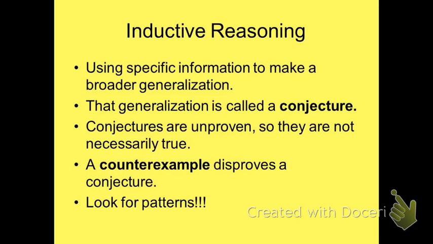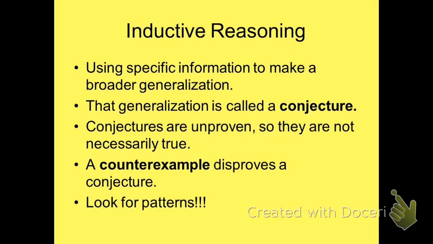So, for example, if every time it rains they have to reschedule the Yankee game, that would be an example of a conjecture. And the inductive reasoning part comes in with, well, I used the specific games in which it rained and they had to reschedule the Yankee game to make the broad generalization that every time it rains they have to reschedule the Yankee game. Now, conjectures are not necessarily true until they're proven.